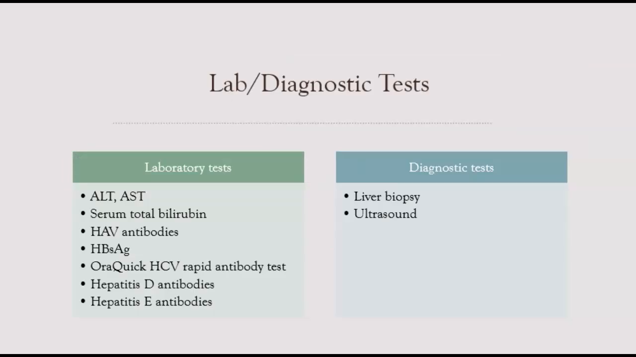Laboratory and diagnostic tests for hepatitis. You might see acute elevations in the liver enzymes, ALT and AST, in hepatitis A, B, and C. Serum total bilirubin levels will be elevated. There are different blood tests that they will do for people based on what hepatitis type they think they have. So there's a different test for hepatitis A compared to hepatitis B, C, D, and E.